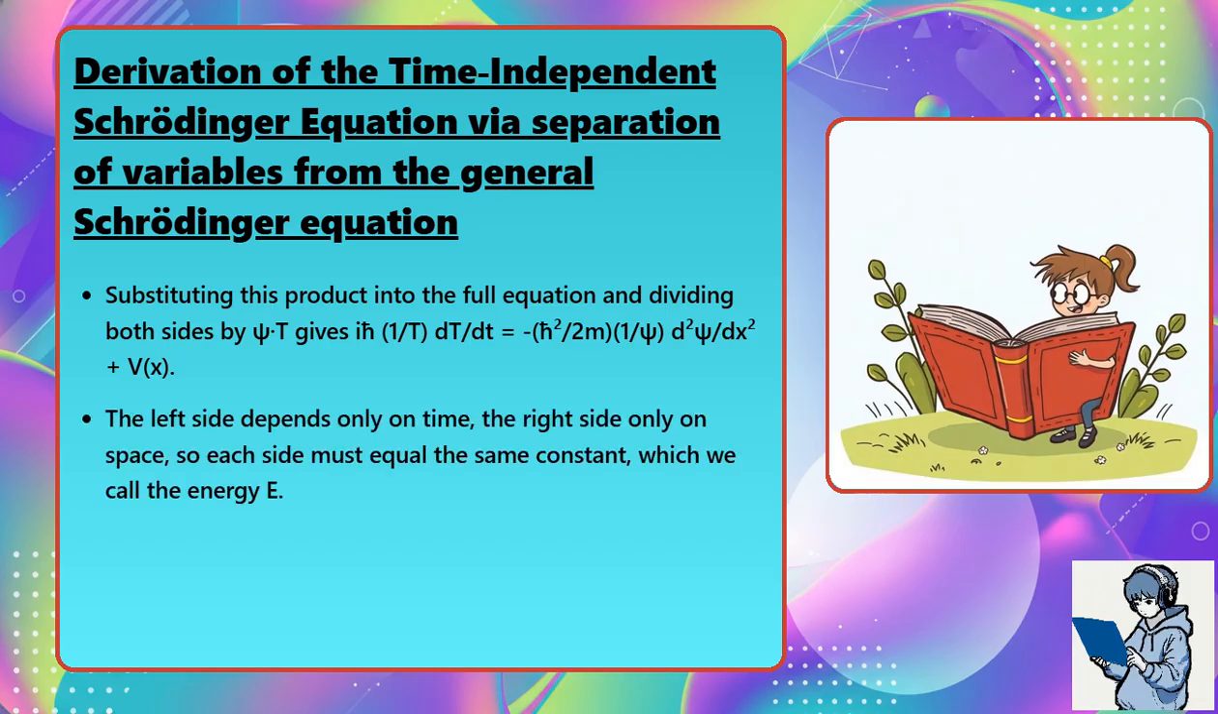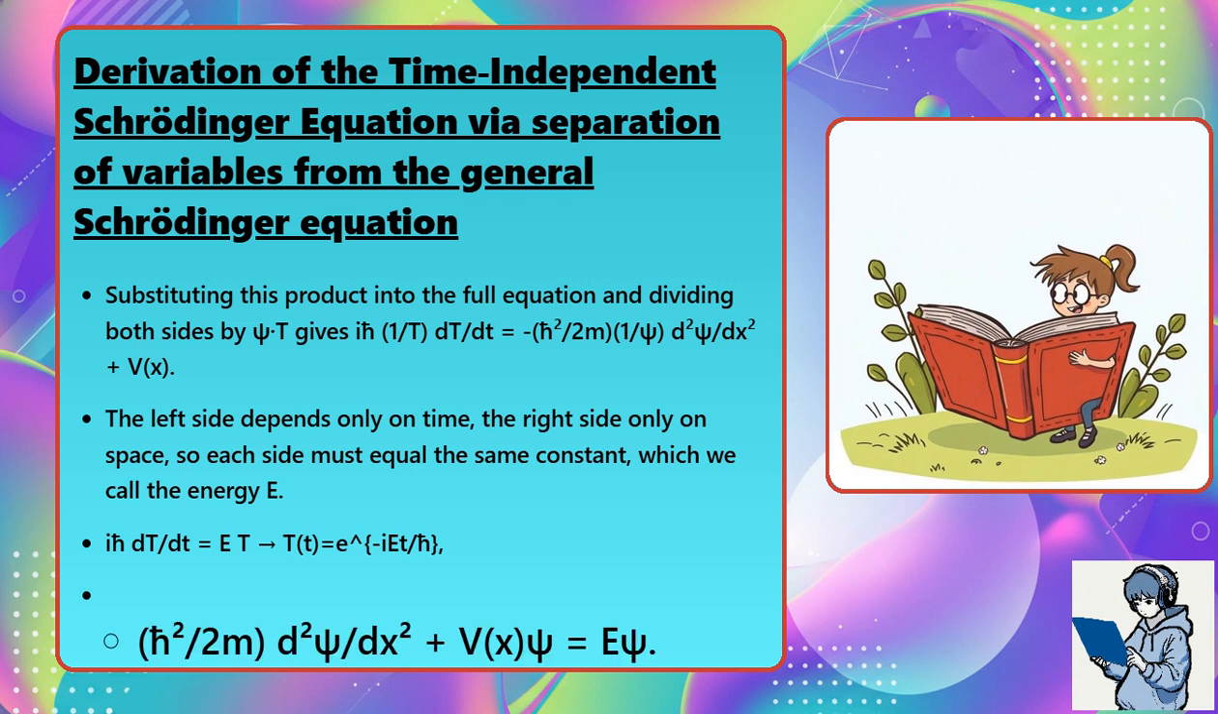The left side depends only on time, the right side only on space, so each side must equal the same constant, which we call the energy E. iħ dT/dt equals E times T leads to T(t) equals e to the negative iEt over ħ.